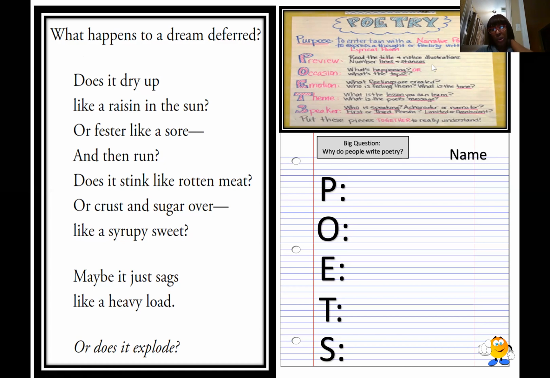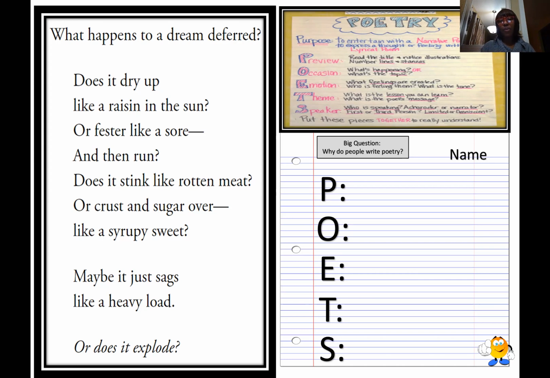So remember, we're using the acronym POETS to help us truly understand what's going on in these different poems. P stands for preview, O is for occasion, E is for emotion, T is for theme, S is for speaker. And if you look above, I have the different questions that will help you to answer what each of the acronyms stands for. And of course, we're still working on poetry. So the big question, why do people write poetry? You will see that question there throughout this entire week.